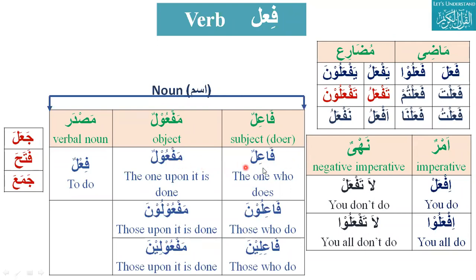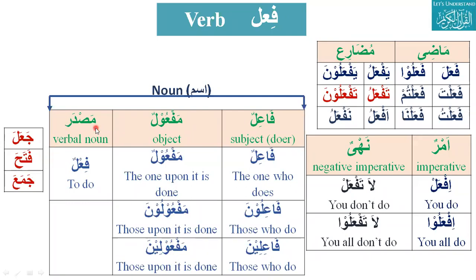Maf'ul means this is subject, this is object. Doer, the one who does. The one upon it is done. If someone is doing something, the person which was affected by this work, this doer, that is called maf'ul. This is maf'ulun, as written. We have to say it maf'ul, the one upon it is done. And plural of maf'ul is maf'ulun, maf'ulin.